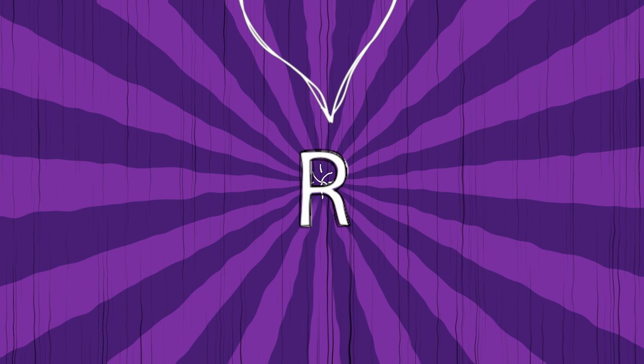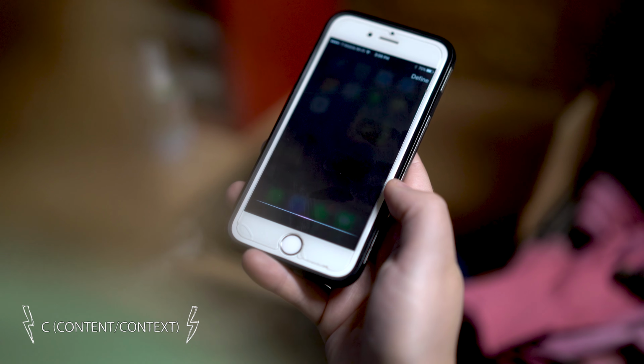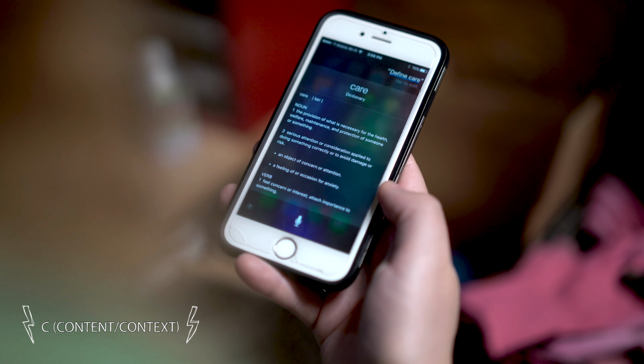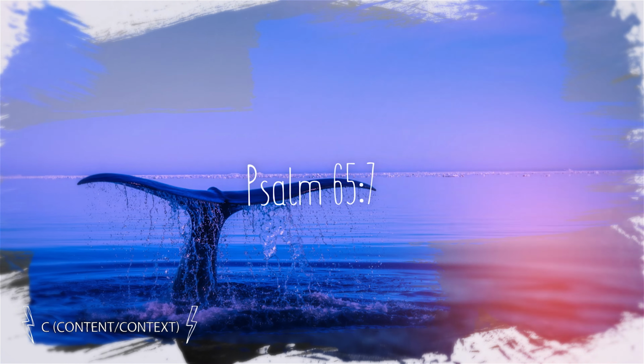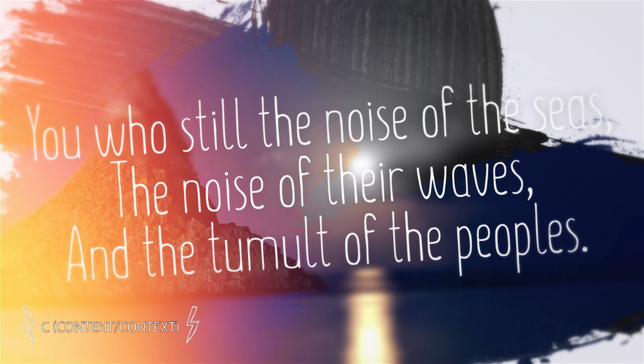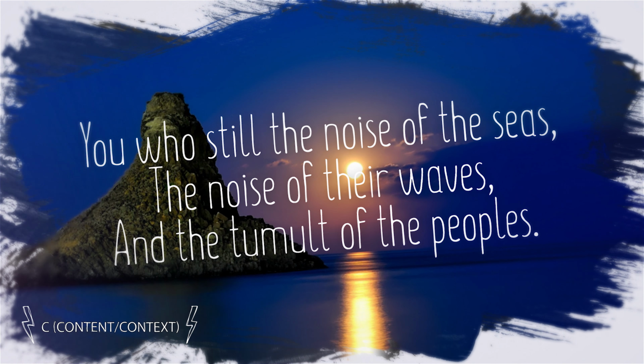Let's understand what this says with CPR. What does the word care mean? The dictionary defines care as feel concern or interest, attach importance to something. Let's now look up the references for peace be still. Psalm 65 verse 7 says, You who still the noise of the seas, the noise of the waves and the tumult of the people. Now for the questions.